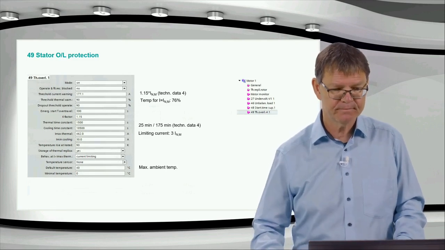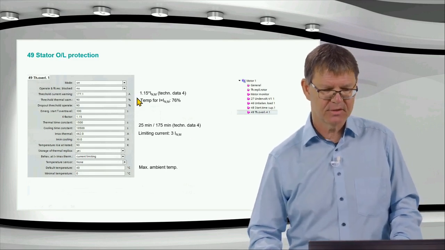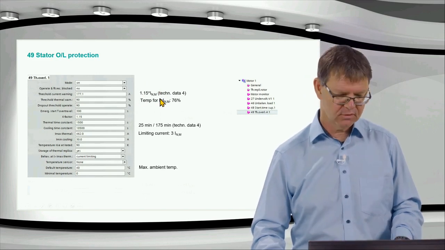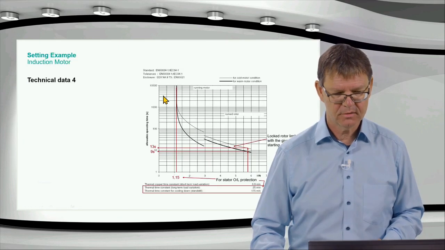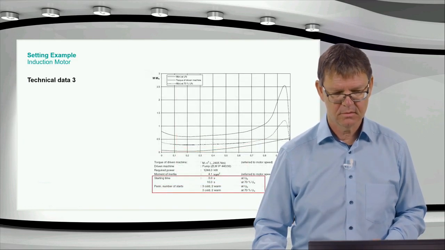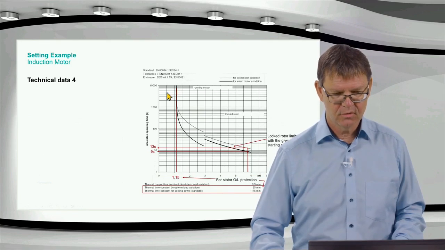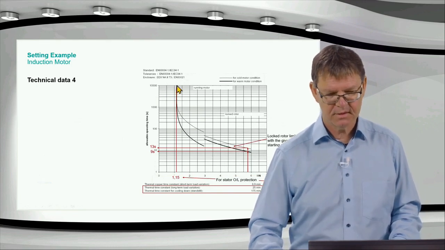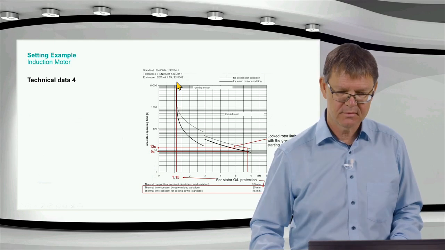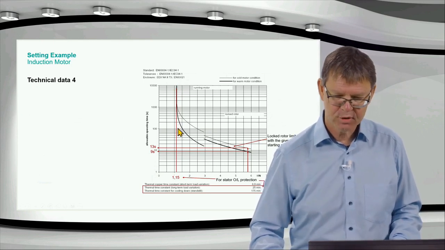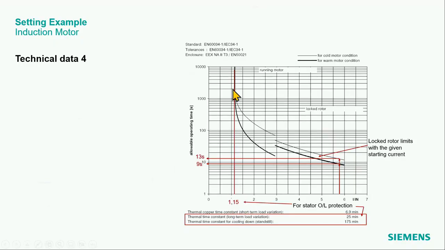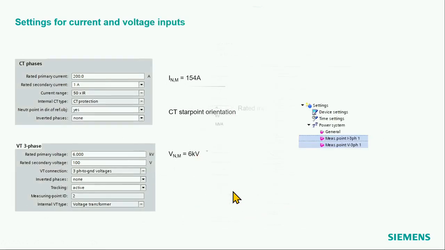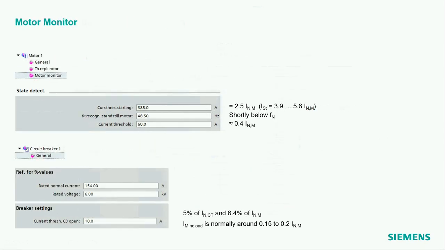Stator overload protection. So here I get this from the technical data, and this is out of the curve. Let's go back here a little bit. This curve here. If you look at the permanently allowed temperature, current, then you come here to a value of 1.15. So you just need to measure that, or you get it as a value from the motor manufacturer. This is my K factor here for the stator overload protection.